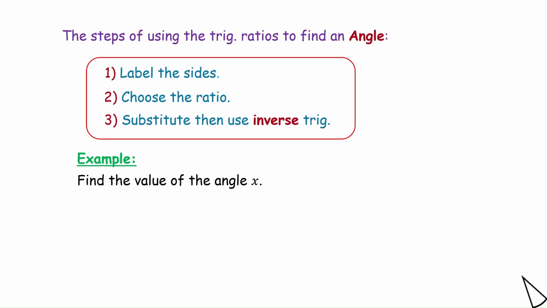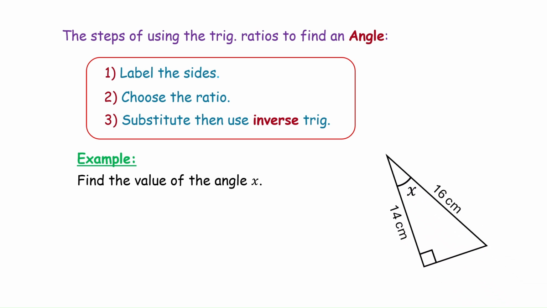Example: find the value of the angle x. First we label the triangle. Hypotenuse, which is the longest side and facing the 90-degree angle. Adjacent, which is the second leg of the angle. And opposite, which is the third side of the triangle.